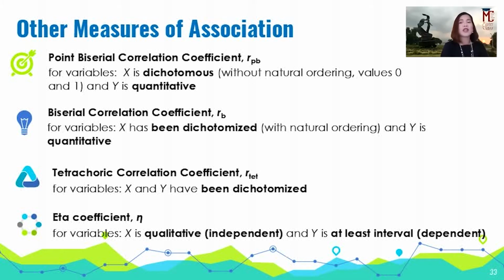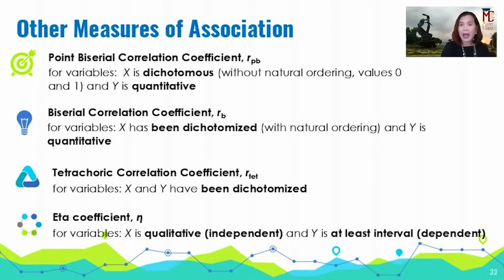This one, the eta coefficient, I usually use. I use the eta coefficient if the X is qualitative and the Y is at least interval. So your X is quali, but your Y is quanti. Usually, what other researchers do, if one of the variables is quali and the other is quanti, is convert the quantitative variable into a qualitative variable so that they can use the chi-square. But actually, instead of doing that, we have the eta coefficient.